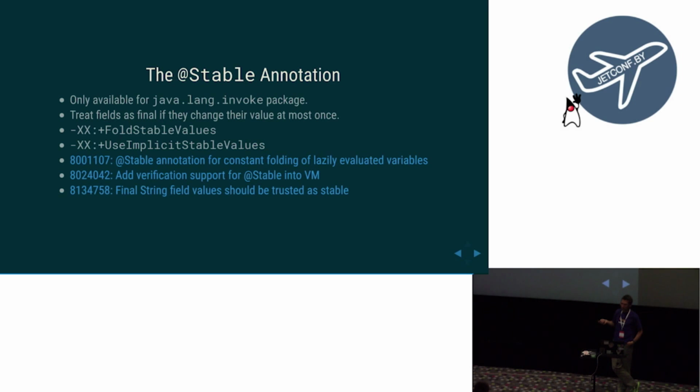And this change brought a big performance improvement. This is controlled by the extended options FoldStableValues and UseImplicitStableValues. The second option even allows the compiler to optimize fields in these packages, java.lang.invoke, which are not annotated with Stable, as stable. The JIT compiler does profiling, and if it sees that a field was initialized just once before it gets JIT optimized, and there are no other assignments in the code, it assumes that it's stable and can optimize it like this.